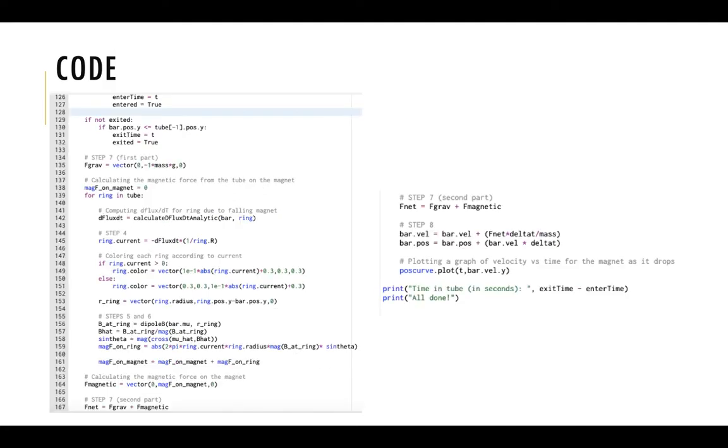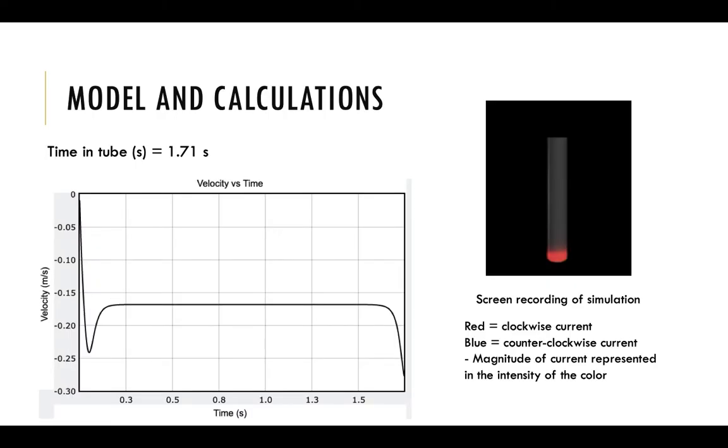In this section, the final section of the code, the magnetic force was calculated from the magnet, as well as the magnetic force on the magnet, and F net was summed up as F grav plus F magnetic, and the function was used to calculate the time in tube in seconds. So my model and calculations: the time in tube calculated by the simulation was around 1.71 seconds.